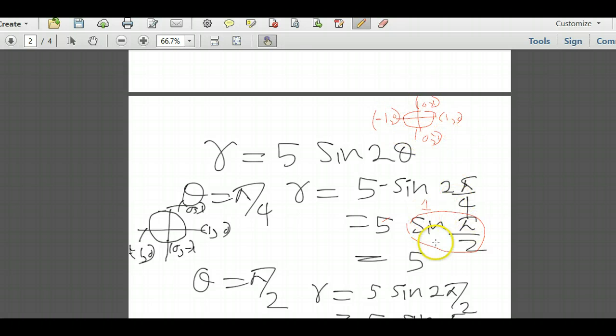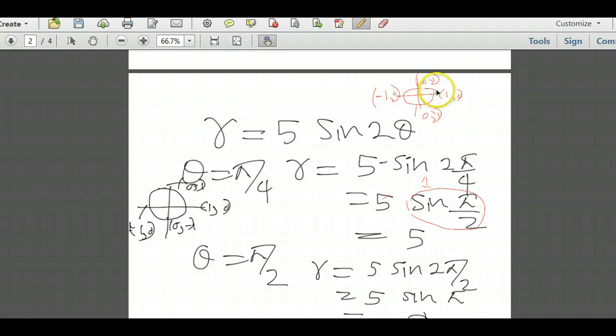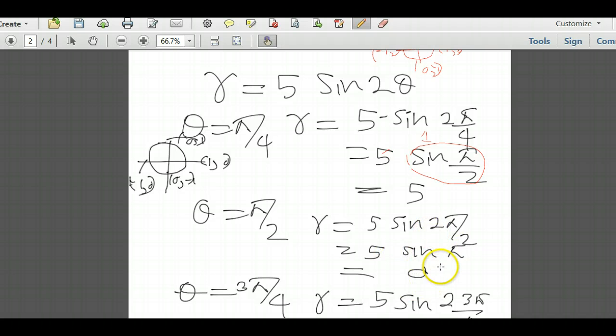For example, if you want sine pi over 2, pi over 2 is this angle, and the sine is the y coordinate. You can see that the y coordinate is 1. So because of that, this is 1, and 5 times 1 is 5. And if you want sine pi, this is pi, and the y coordinate there is 0. So that's how you get the 0. So 5 times 0 is 0.